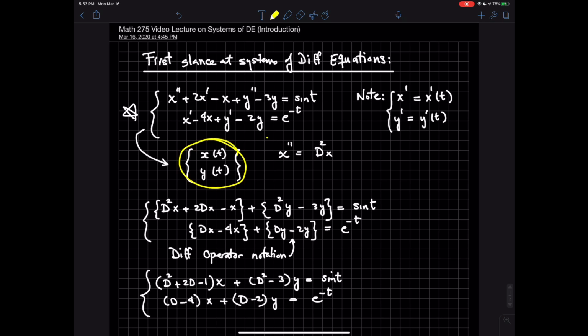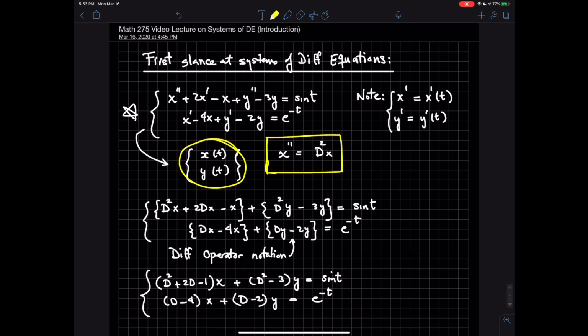Now, again, make a note that whenever you see x double prime, if I wanted to convert that to differential operator notation, as I've shown you before, x double prime, I could write as D squared x, which means the second derivative of x. Let's practice taking a differential equation and writing it in differential operator form, because in order for us to solve these systems of differential equations, we need to first put them in a differential operator format.